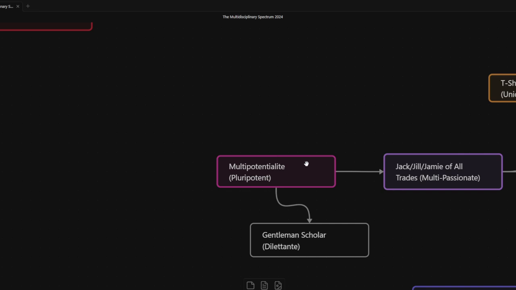And so I feel like that is a great start to this spectrum because it allows you to think, okay, I have the potential to do a lot. Now, we want to be careful not to become a gentleman scholar or a dilettante, meaning we just learn for the sake of learning and not do anything with the knowledge.